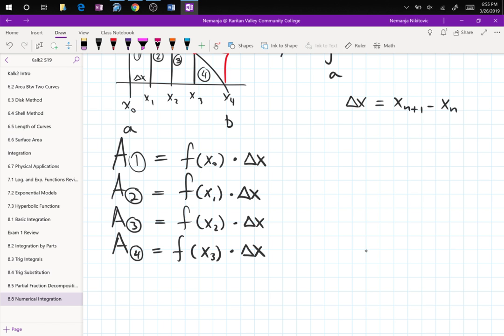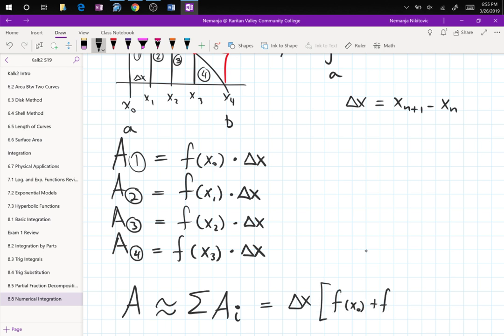So now, what is the area? The area is approximately equal to the sum of all of these areas, so I'll call them Ai. And that's simply going to be delta x times, and now you have your f of x0 plus f of x1 plus f of x2 plus f of x3, and you're done.